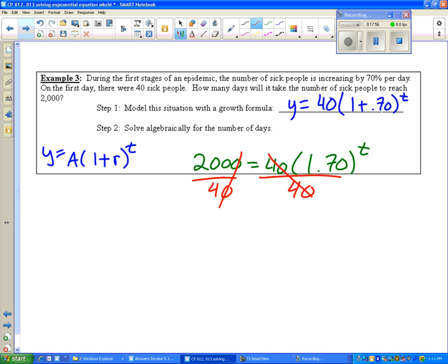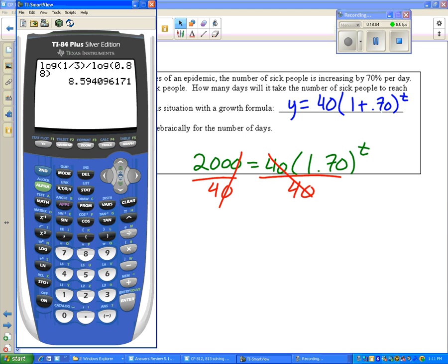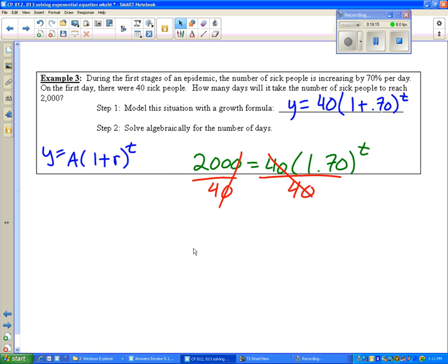Let's see what this turns out to be. Pull up my handy dandy calculator. 2,000 divided by 40. And I get 50. So 50 is equal to 1.70 to the t power.